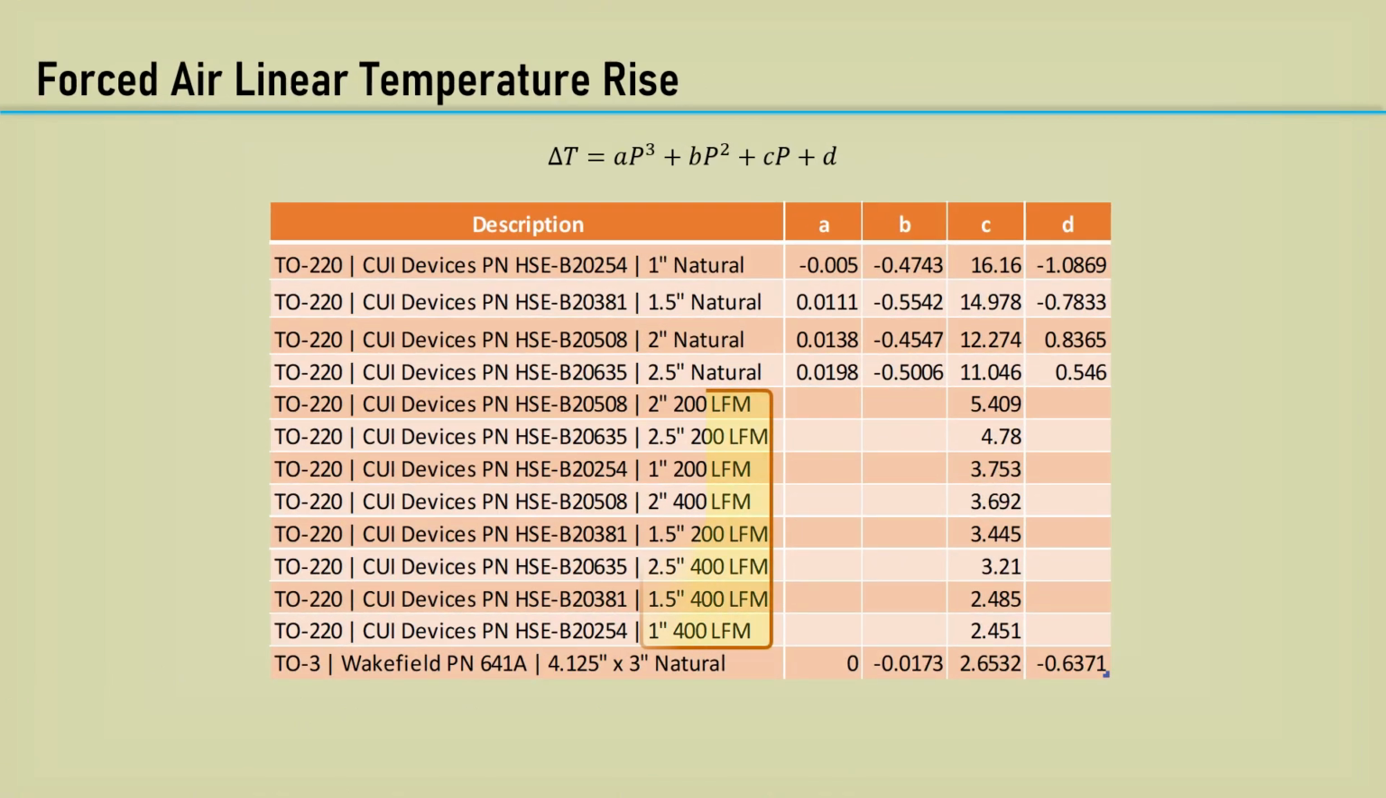Being linear, we can use the same polynomial formula we use for natural convection, but only use the C coefficients. With A, B, and D being 0, the delta T is simply C times the power. We will make strong use of Excel tables using data validation and XLOOKUP functions to make a drop-down material selector for our design.